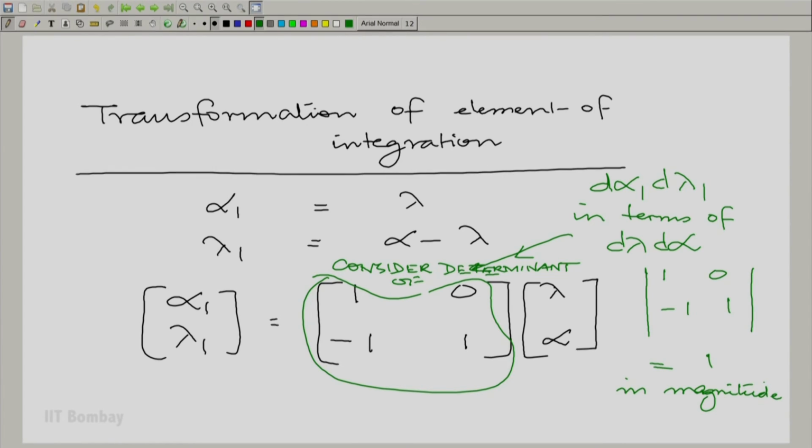We are really interested in the magnitude of the determinant, and therefore, d alpha 1 d lambda 1, by what is called the Jacobian property, we involve the Jacobian, which is the absolute value of this determinant. So, by the Jacobian principle, d alpha 1 d lambda 1 is equal to 1 times d lambda d alpha. And of course, when alpha 1 and lambda 1 independently go from minus to plus infinity, that also corresponds to alpha and lambda independently going from minus to plus infinity.